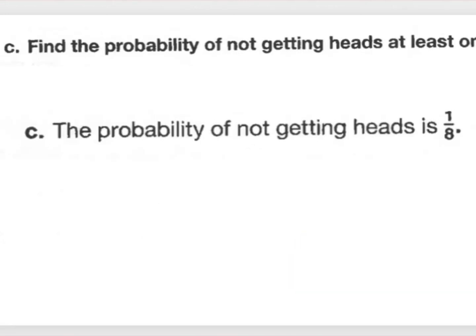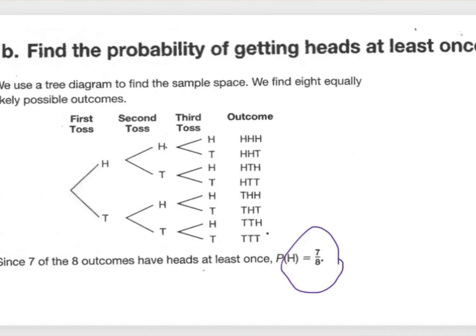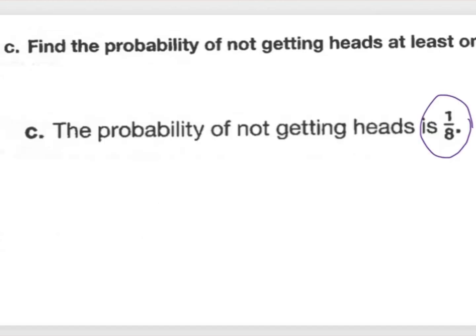Okay, then it says the probability of not getting heads is 1/8 because there's only one option, theirs is at the bottom, that has no heads at all. Okay, and remember that 7/8 was the probability of getting at least 1 head, and 1 minus 7/8 is 1/8. And how do we do that? We remember that 1 is 8/8, and 8/8 minus 7/8 is 1/8.